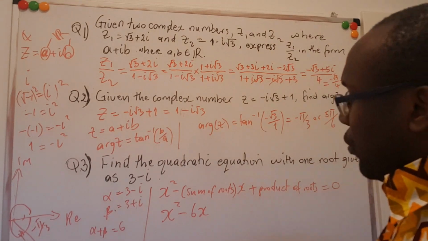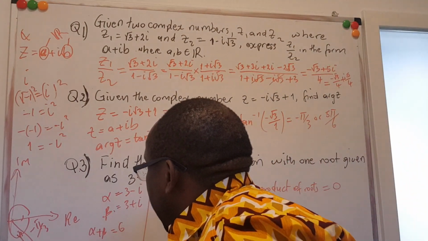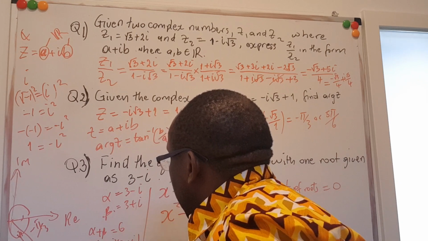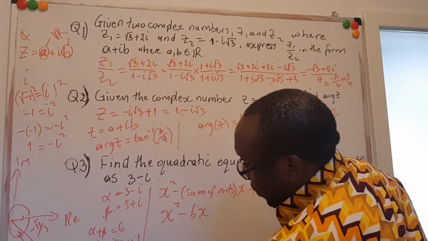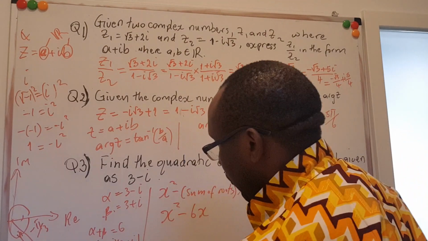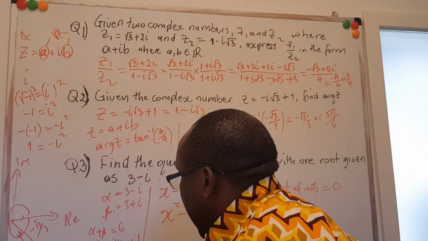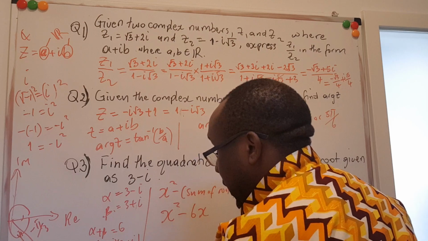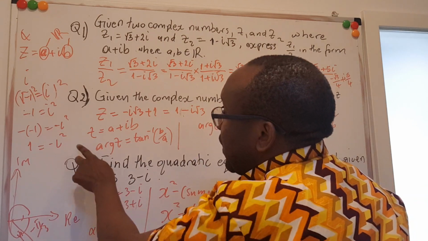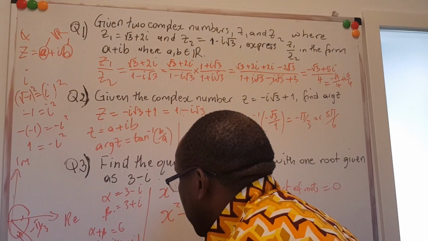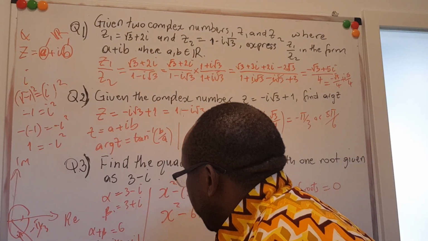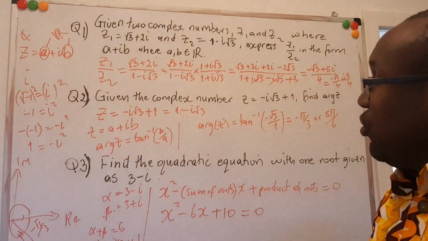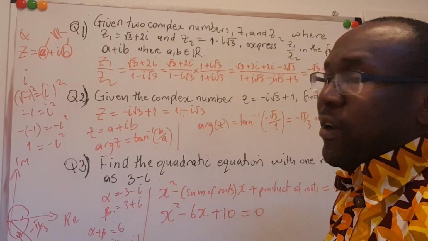Then I need the product of the roots. So I have to multiply that. So alpha beta is equal to 3 minus i times 3 plus i. If you do this properly, 3 times 3 is 9. 3 times i is plus 3i. Minus i times 3 is minus 3i. And minus i times i is minus i squared. Minus i squared is 1. So this is plus 1. This one disappears. I have 9 plus 1, which is 10. Plus 10 is equal to 0. So that's a quadratic equation with a root given as 3 minus i.